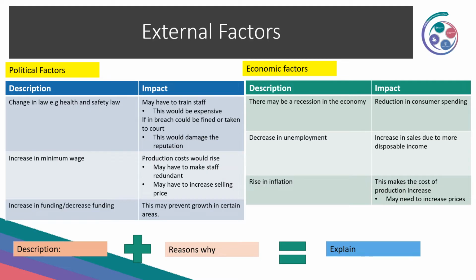And you could talk about a rise in inflation as well, and that means that the prices are rising over time, and that's what's happening at the moment. In the UK we are seeing a rise in prices, and inflation is at quite a high point, and again that makes the cost of production increase. So for example, the cost of building a new house has gone up, so all the builders have had to increase their prices because they obviously want to have the same level of profit.